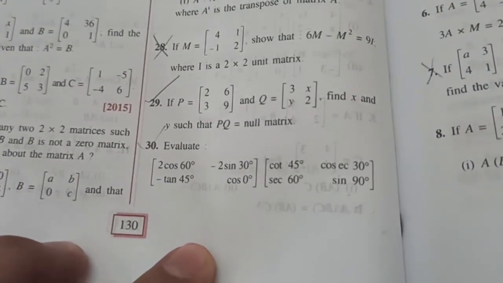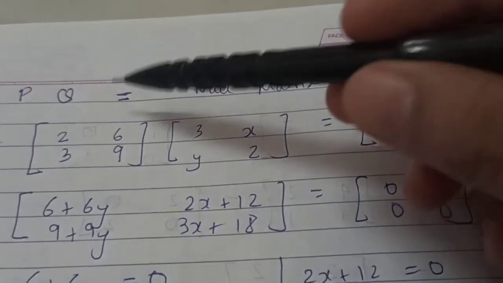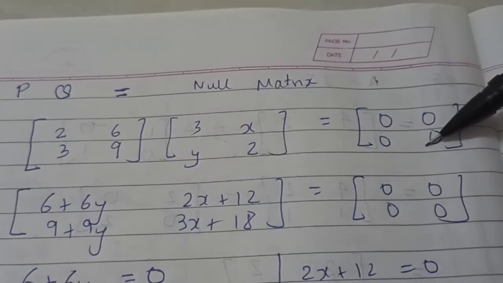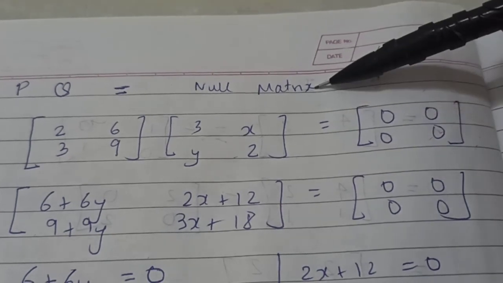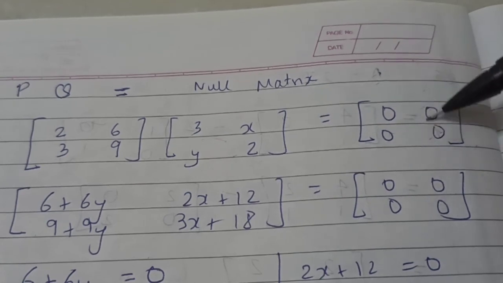Now the 29th sum. It's given that the product of p into q is a null matrix. Null matrix means that each element is 0. Well, since it's 2 by 2 and 2 by 2 and the multiplication should also be 2 by 2, we'll also take null matrix as 2 by 2. So there are 4 elements. Null matrix doesn't mean it's an empty matrix. It's not empty. It's filled with 4 elements. 0 is also an element.